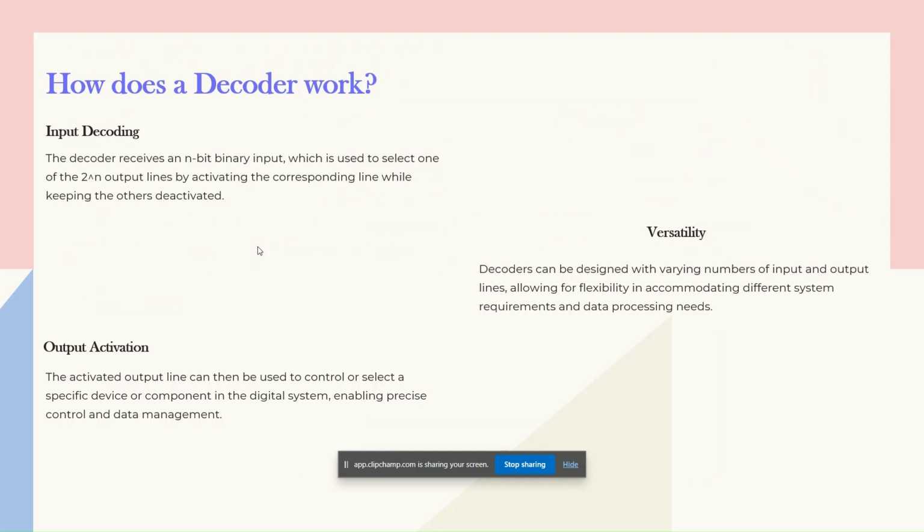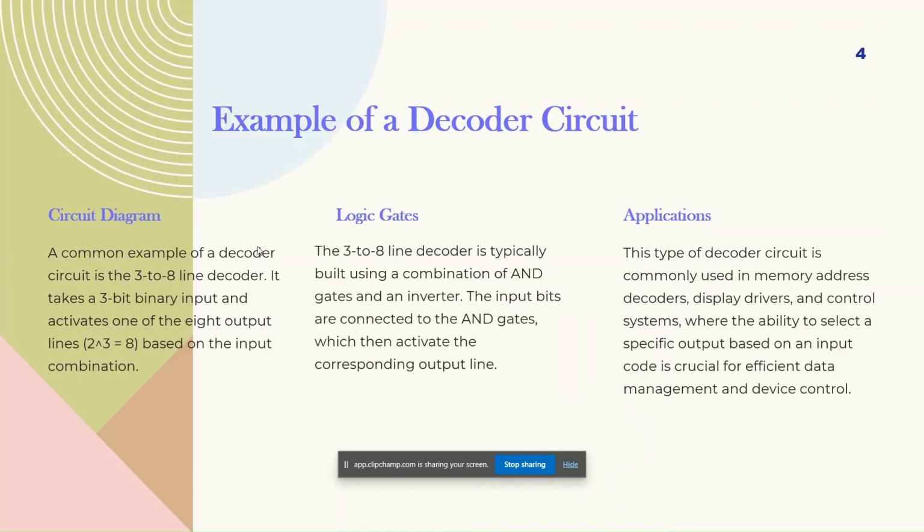Versatility. Decoders can be designed with a varying number of input and output lines, allowing for flexibility in accommodating different system requirements and data processing needs. Output activation. The activated output lines can be used to control or select a specific device or component in the digital system, enabling precise control and data management.